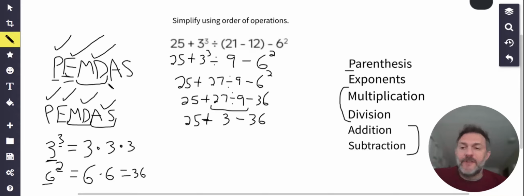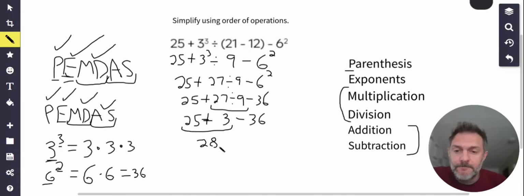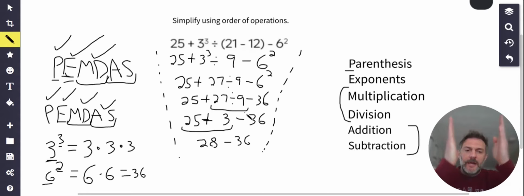Now let's finish off with addition subtraction. That's all we have left. Okay. We go left to right. So we deal with the 25 plus 3 first. We get 28. Okay. And then the minus 36. Notice the shape of this solution. It's basically an inverted triangle. You're kind of going to one point, one single answer.